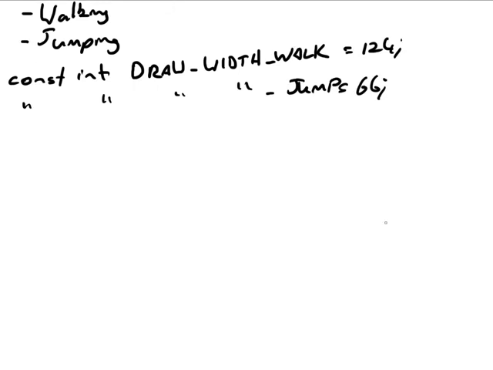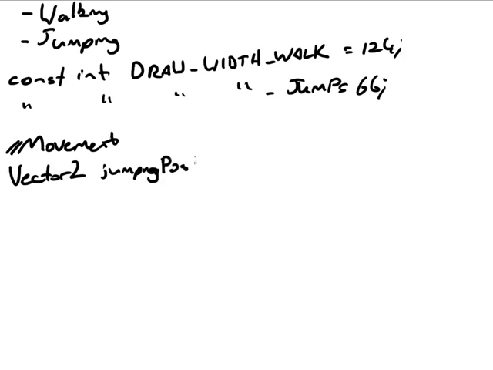Now what we need to do is add in some more fields onto our player. So let's put these ones here under movement, and we're going to put in a Vector2 for jumping pos, and we're also going to need to know our landing height. So float landing height. And what are these two things? Don't we already have a position for our actor?